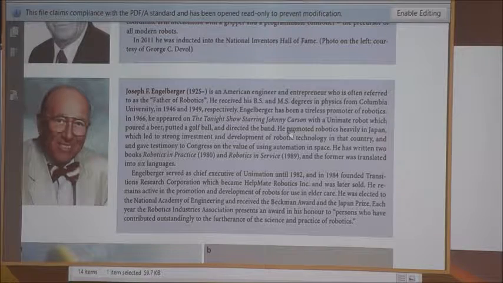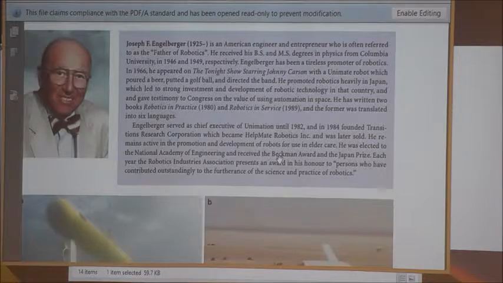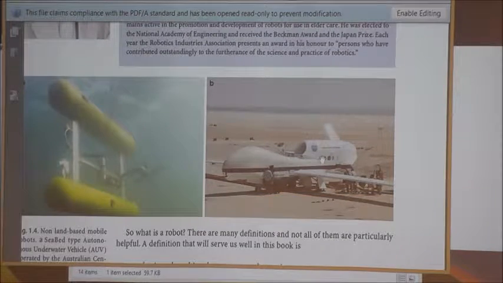And this is the important thing. He promoted robotics heavily in Japan, which led to strong investment and development of robotic technology in that country, and gave testimony to Congress on the value of using automation in space. He has written two books on robotics in practice, robotics in service. So that's the issue. And now, of course, robots can be under the water, as you know.